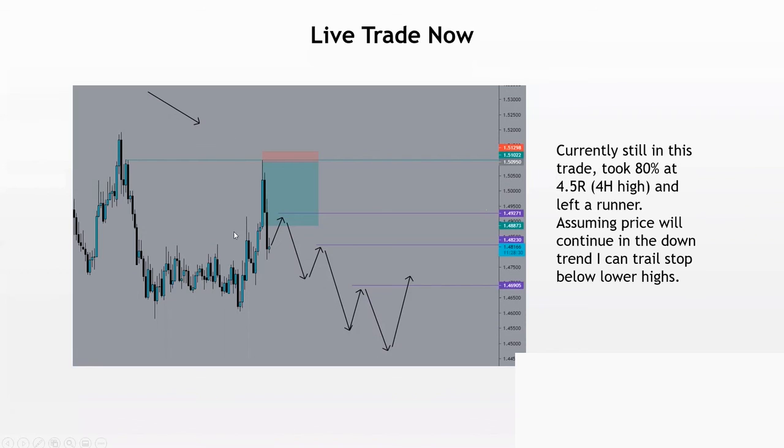But you can see, assuming the price did this, I could trail my stop loss on the daily below these lower highs. Does everybody see why you could do that? And does everybody understand what you would do in this case? So it's tricky because at this point you're still in the trade. The trade is all the way down here. Your stop loss is still at break even. You haven't secured anything at the minute.